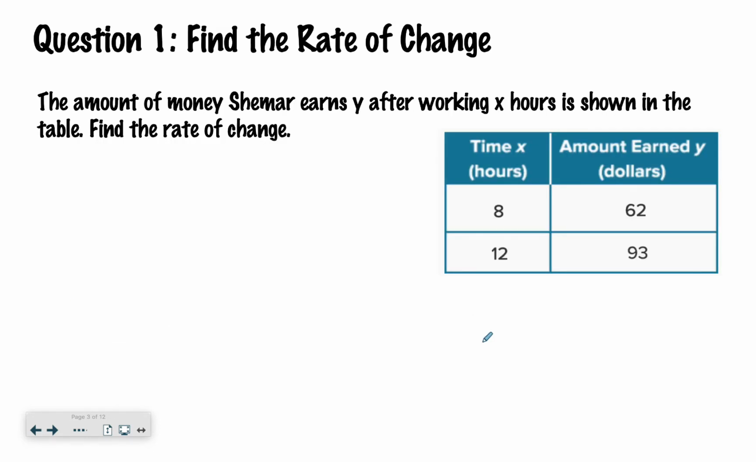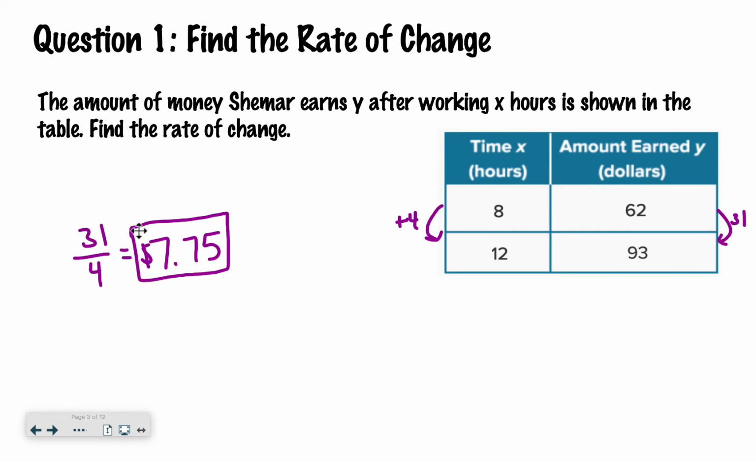Okay, so I want you to look at this table. The amount of money Shamar earns, y, after working x hours is shown in the table. Find the rate of change. Good luck. Okay, so hopefully you figured out the change in y was $31 and the change in x was 4 hours. So if we do $31 divided by 4 hours, we figure out that he earns $7.75 per hour. So that would be our rate of change.